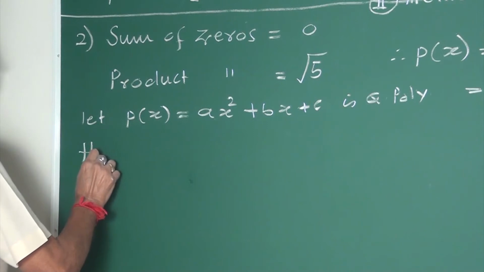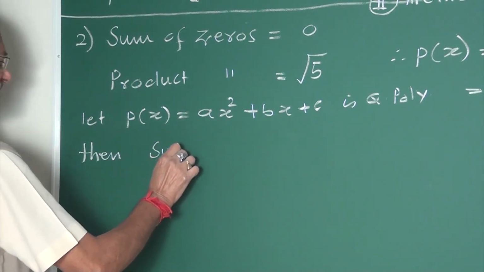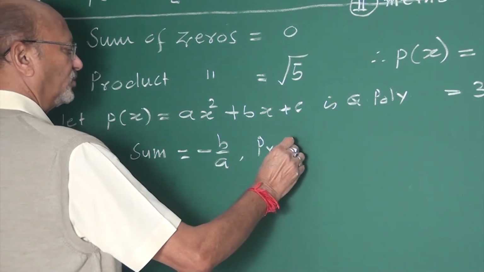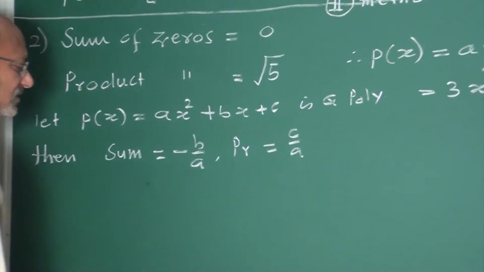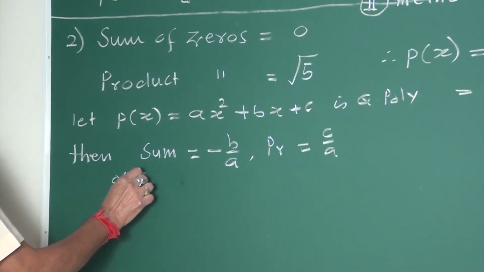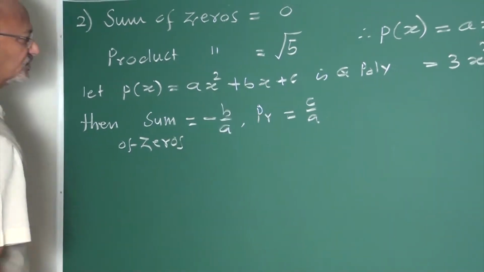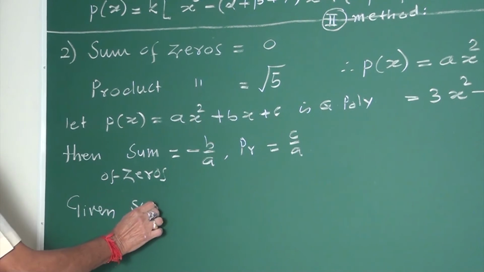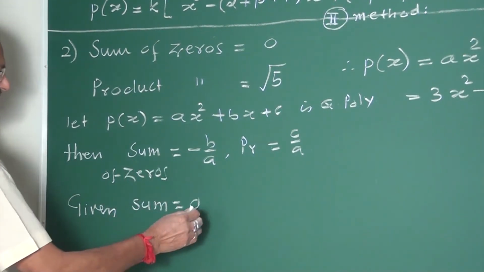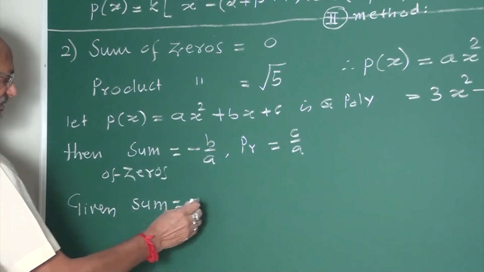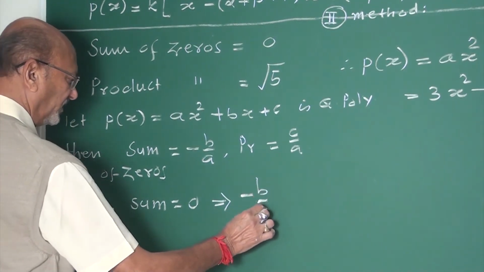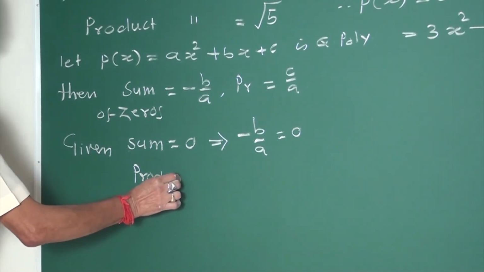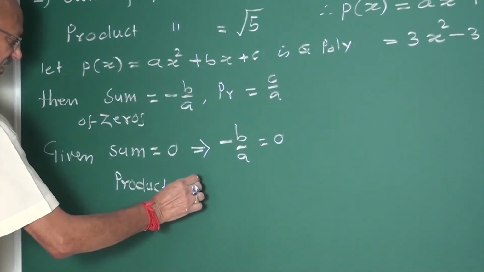Then you know sum of zeros, I write symbolically: sum of zeros is minus b by a, and product of zeros is c by a. Everything you know. But what is given? Sum of zeros is zero. Now you equate. This gives sum is minus b by a. What is sum? Zero. Right. Minus b by a is zero. I write that. Next is product. Tell me, my friend, what is the product? Product is given as root 5.